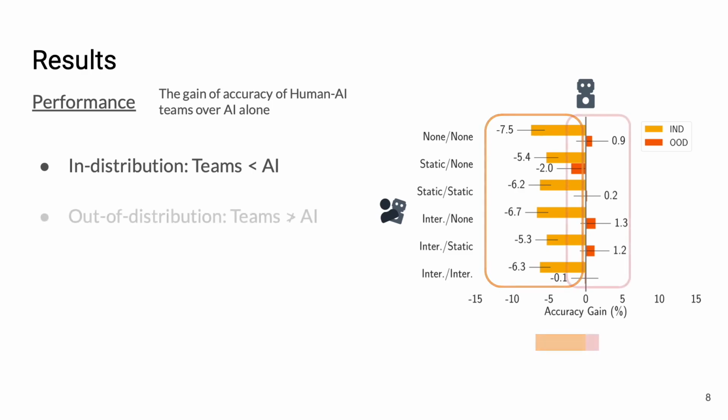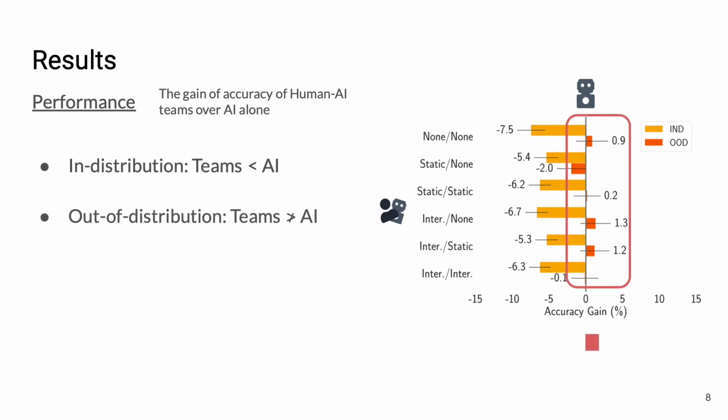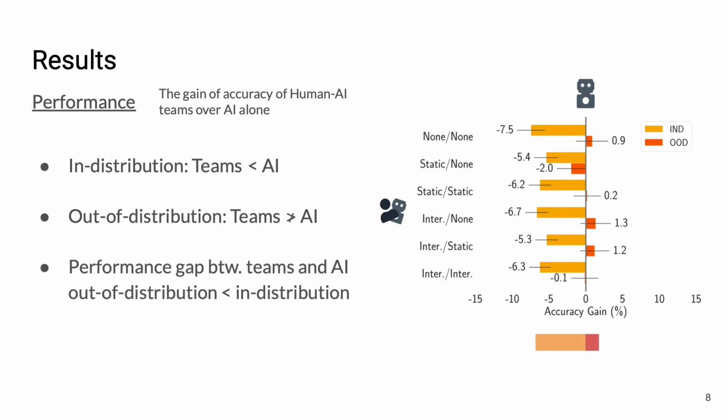For out-of-distribution examples, human AI teams do not outperform AI alone with statistical significance, but the accuracy gain is positive in several conditions. It follows that the performance gap between human AI teams and AI is smaller for out-of-distribution examples than for in-distribution examples. This confirms that humans are more likely to achieve complementary performance for out-of-distribution examples.